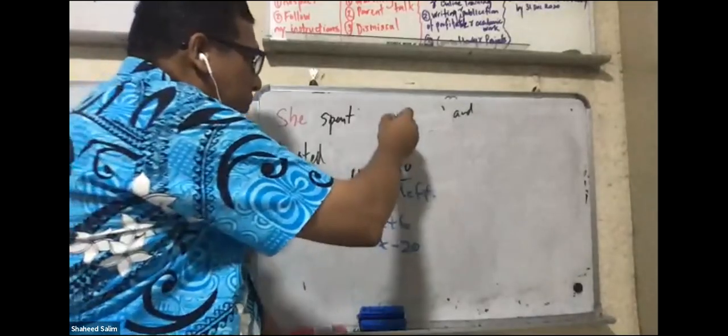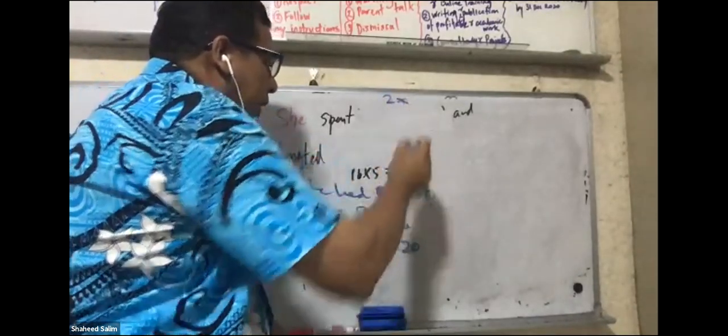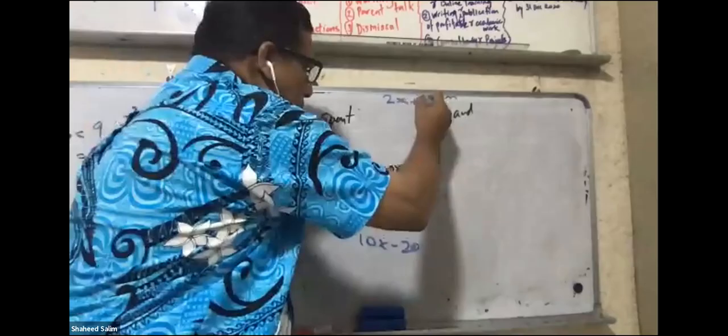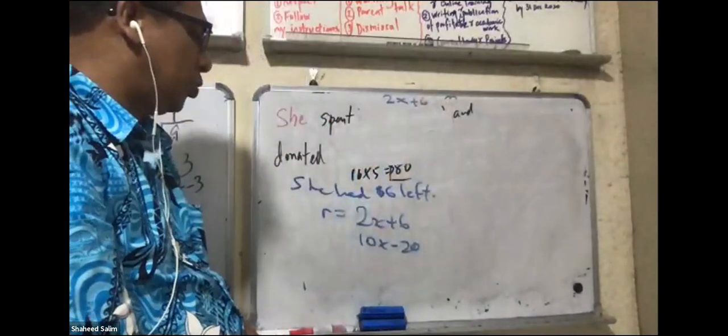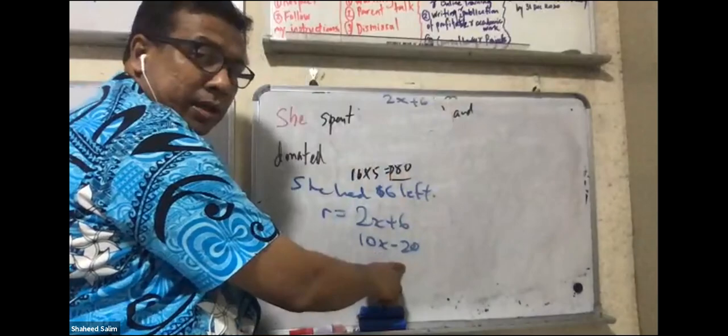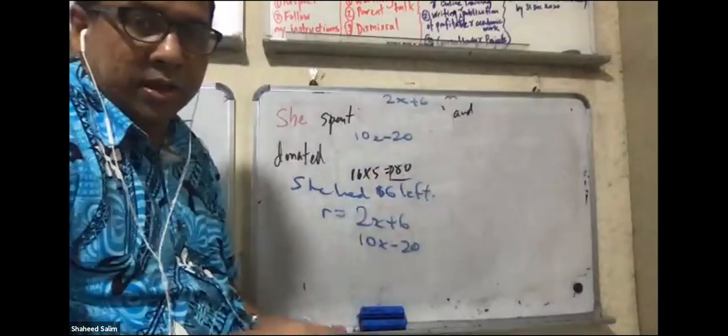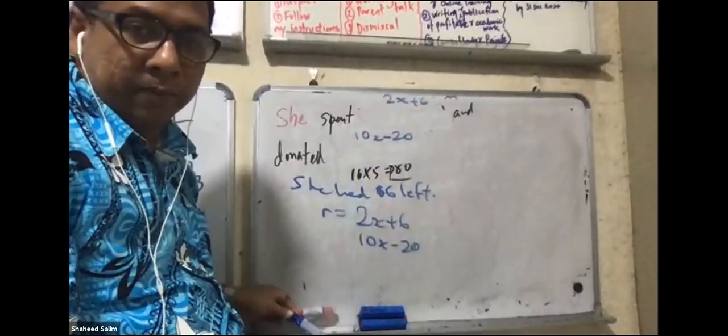Okay, so you say she spent 2x down here, and donated how much? How much did she donate? No, 2x plus 6 is how much she spent. Then how much did she donate? 10x minus 20, is it? Yeah. Okay, let us see whether you're correct. I'm now going to write down the question as we see, okay? Let us see.